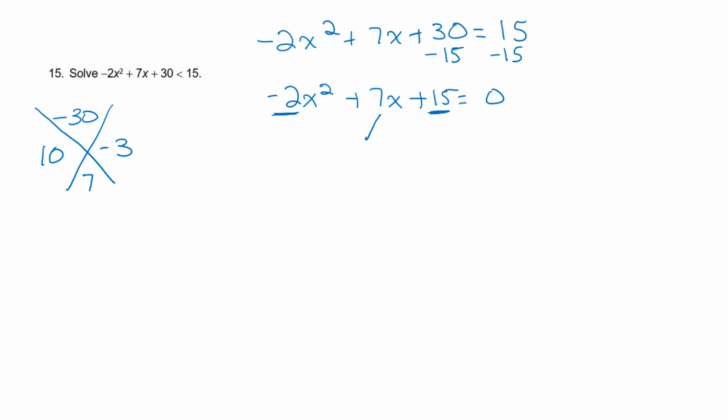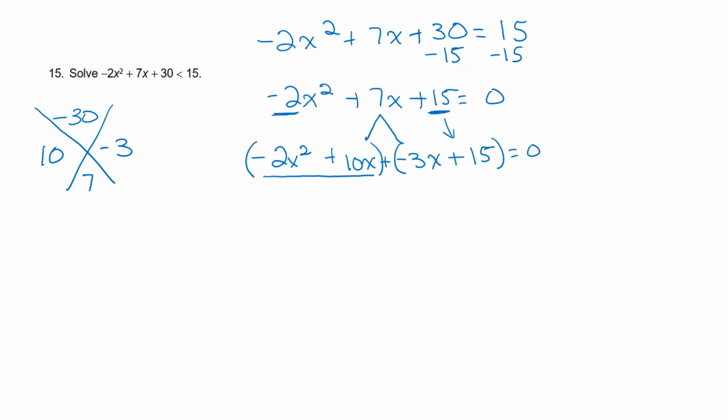So what I'm going to do is change 7x to 10x plus negative 3x. They're still the same: 10 minus 3 is 7x. Then I'm going to just bring everything else down, plus 15 plus negative 2x squared. Now I'm going to group these together and group these together.